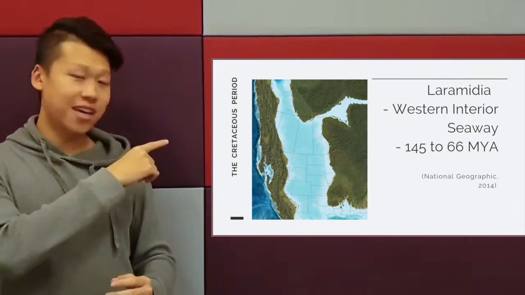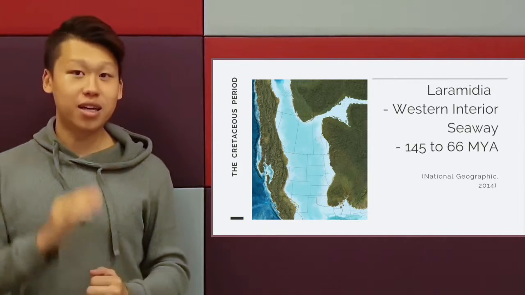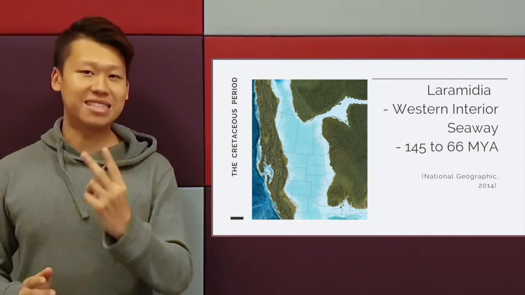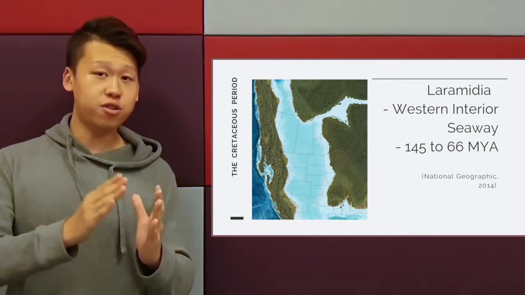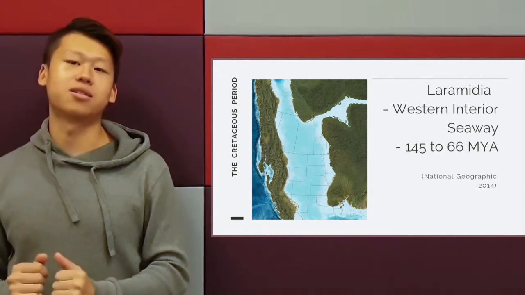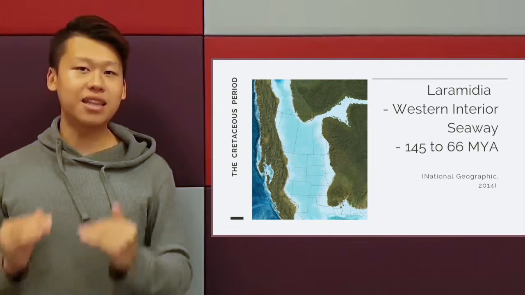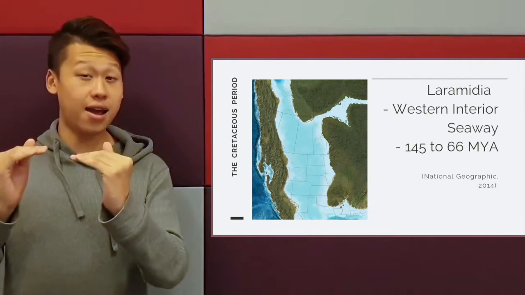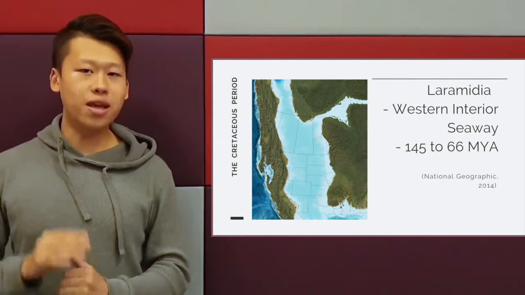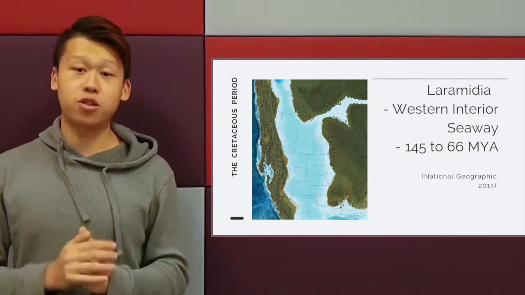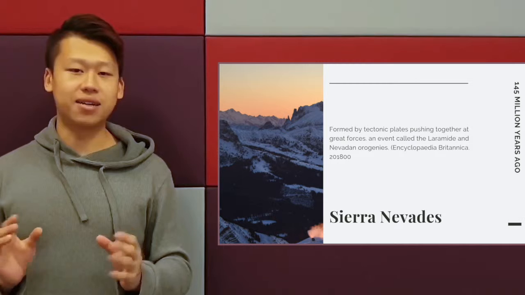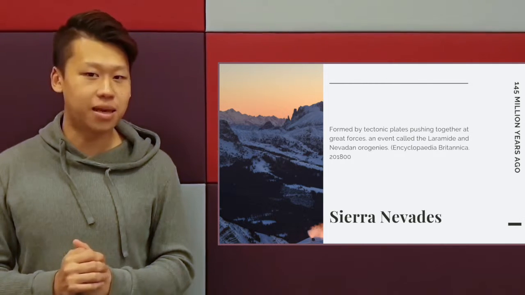A vast sea called the Western Interior Seaway split North America into two distinctive pieces. This was between 145 and 66 million years ago. During this time period, sea levels were approximately 200 meters higher than the modern era, meaning land only covered 18% of the Earth compared to 28% coverage today. The Earth has changed dramatically over the past 165 million years.